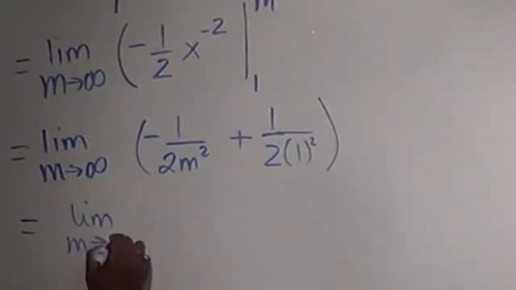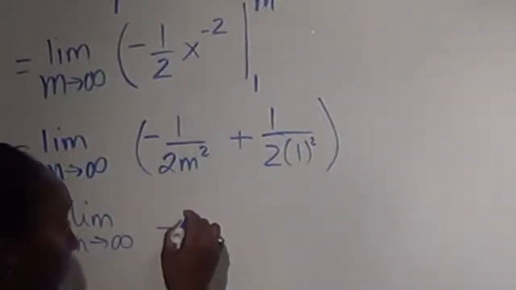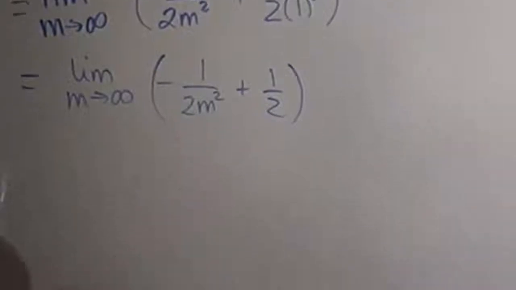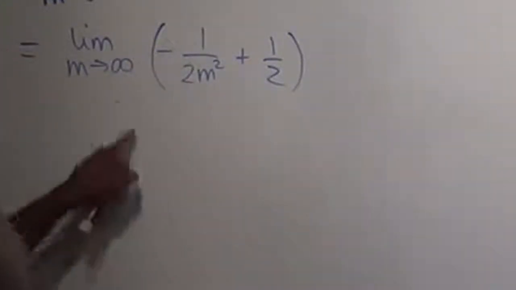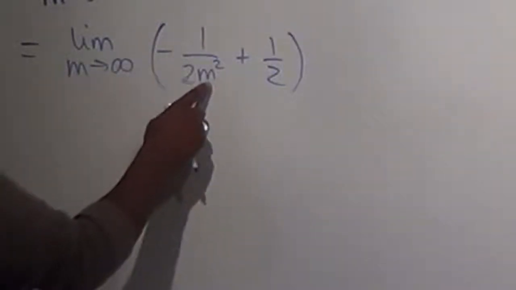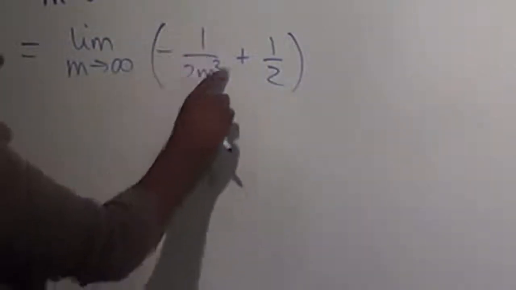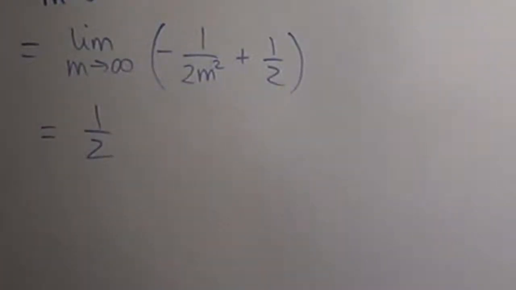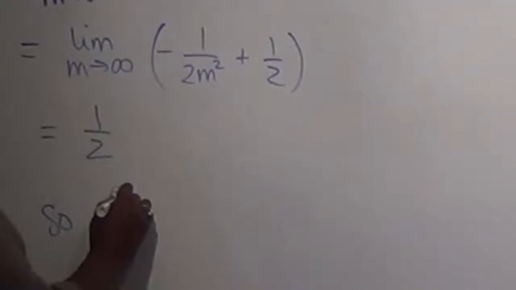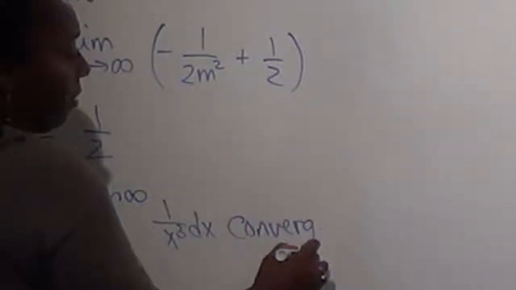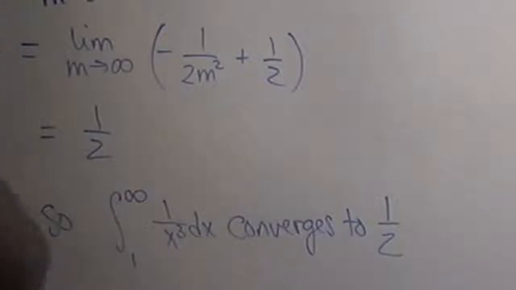Limit as m goes to infinity of negative 1 over 2m squared plus 1/2. Okay. And now, like I said, we have a function that I can take the limit of as m goes to infinity. And so here we can see as m goes to infinity, the denominator here is going to get really big, which means the fraction is going to go to 0. So here we get the real number 1/2. So this tells us the integral from 1 to infinity of 1 over x cubed dx converges to 1/2.